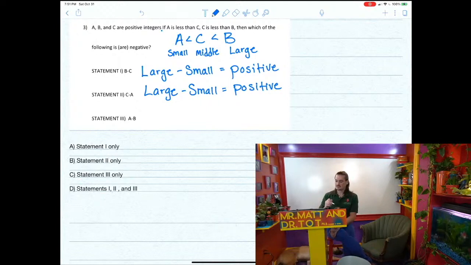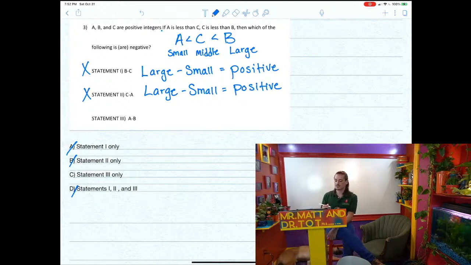And so far we know that these two are false. So we know that the answer in fact here has to be C, because it's the only one that does not include statement 1 nor statement 2. But let's go ahead and check this anyway.